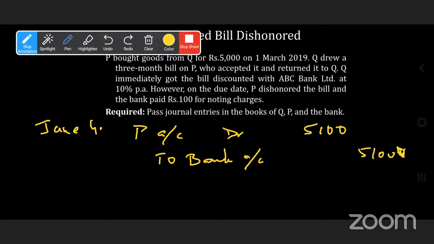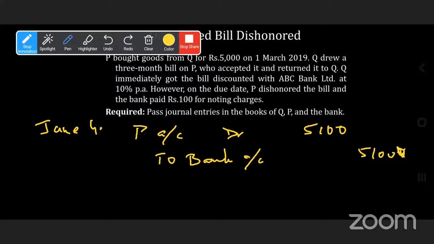Now, ma'am, can you explain again? See here. When the bill was dishonored, it will be sent to the notary, so that the notary is told the bill is dishonored. The bank will pay 100 rupees as noting charges. When the bill got dishonored, it should be sent to the notice of the notary, and they have to pay the fees. That we call noting charges. So the bank paid 100 rupees as noting charges.